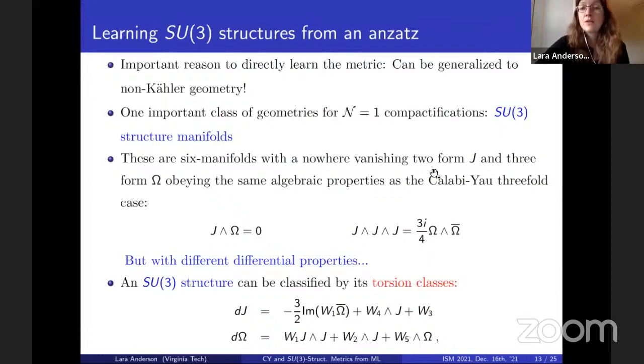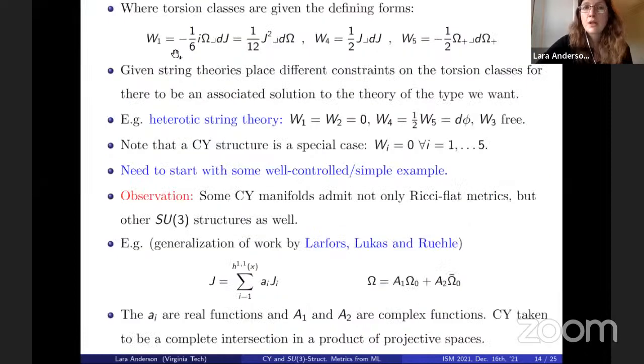These are 6-manifolds, again, with a nowhere vanishing 2-form and 3-form. They obey the same algebraic properties as in the Calabi-Yau case. These top forms have to match. There's an orthogonality condition, but with different differential properties. In particular, dJ and dΩ are no longer zero. They can be classified by so-called torsion classes, these W's, where the W's are built out of various contractions of J and Ω in the following way. So in the interest of time, I'm not gonna go through the full details of this.